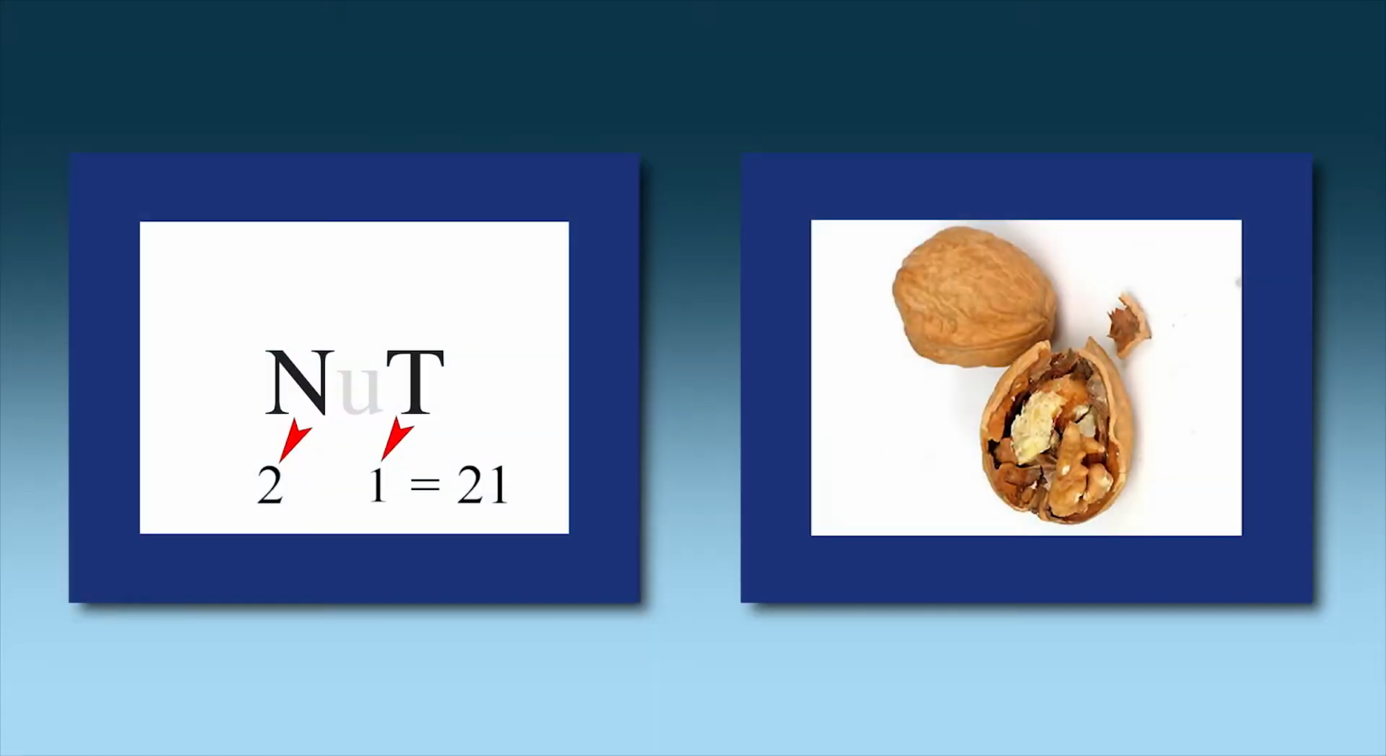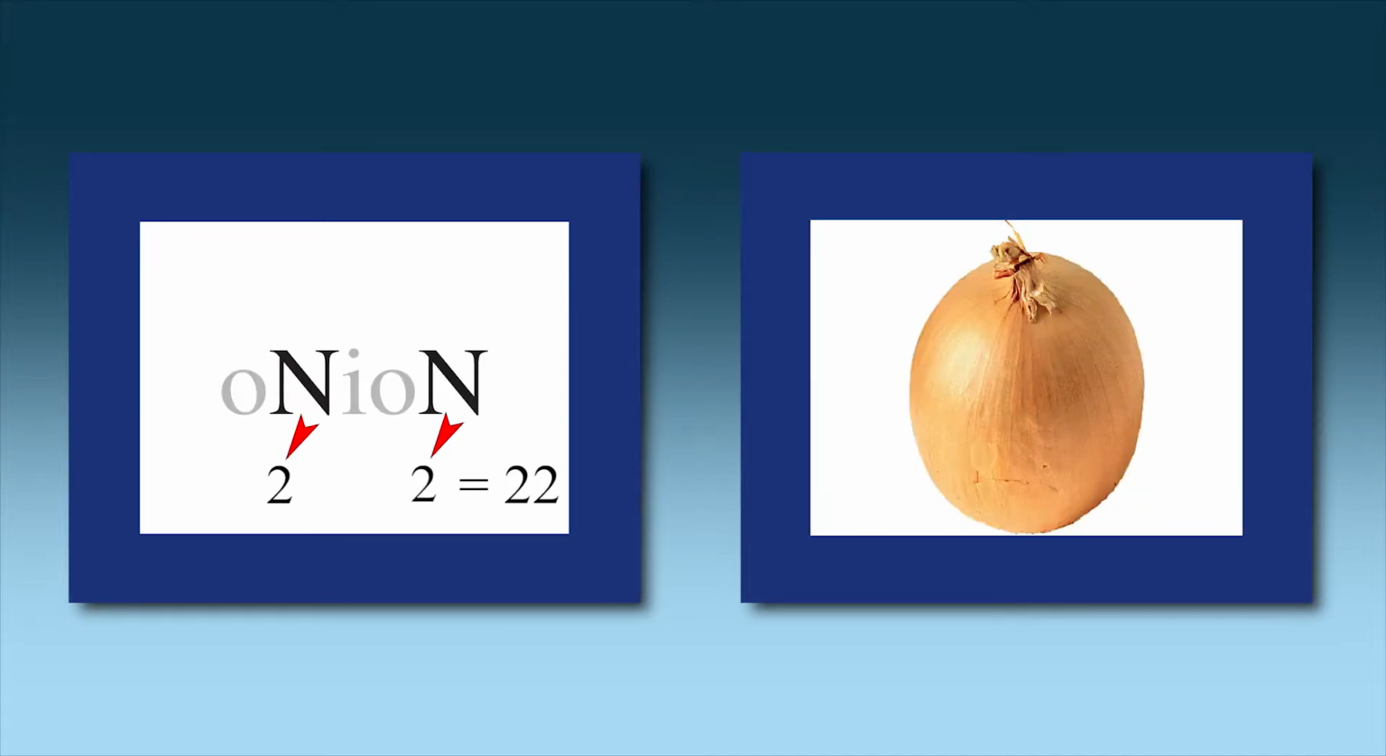Now look at nut. Oh, you saw that before, you remember? Nut is 21, very good. N is 2. U has no meaning. T, that's 1. Oh, nut is 21, very good. Onion, what's an onion? Very good, 22.